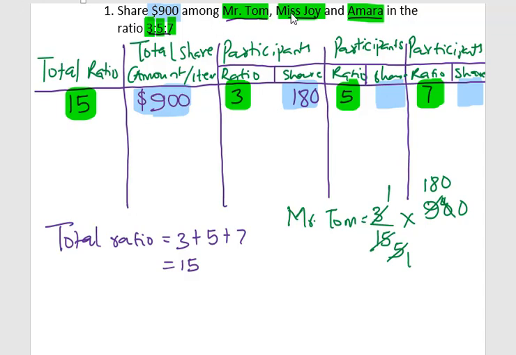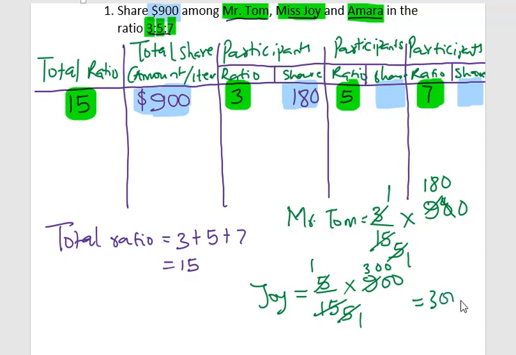Let's solve for the next person, Miss Joy. What is Joy's ratio? 5. 5 divided by 15 multiplied by 900. 5 here is 1 and 15 here is 3, and 900 divided by 3 is 300. Because they are multiplying, we can cancel out very easily. I'm just taking a very easy approach to solve this. So 1 multiplied by 300 gives us 300. So we'll have 300 here. Hope that's clear.